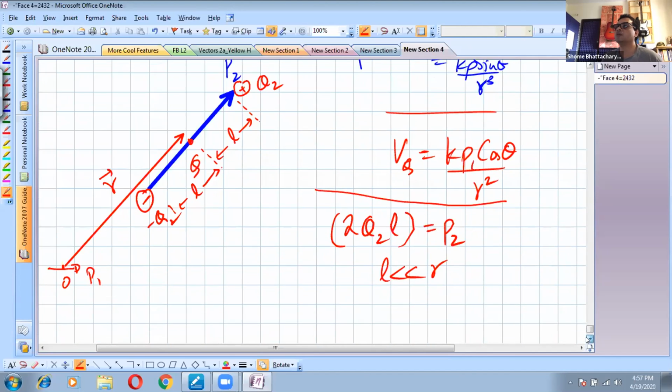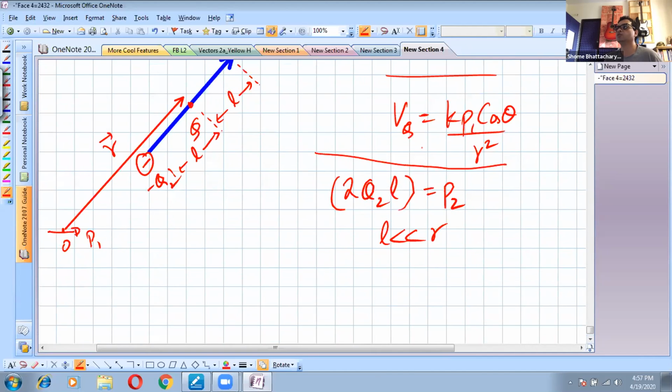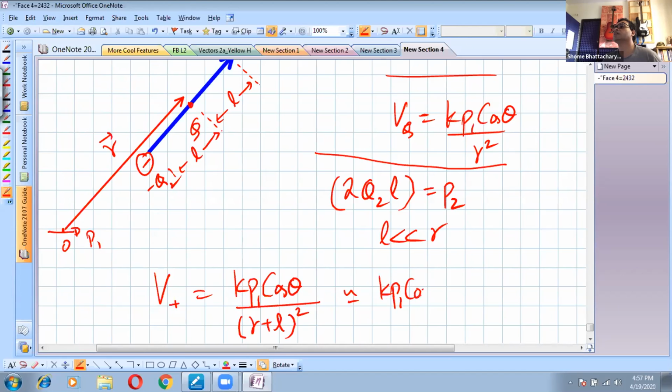Now I will relate the potential due to that dipole at the point where my positive charge is placed. It will be basically K P1 cos theta divided by, replacing R with R plus L, whole square. For which I can do a binomial approximation. This will become K P1 cos theta by R square into 1 minus 2 times L by R.